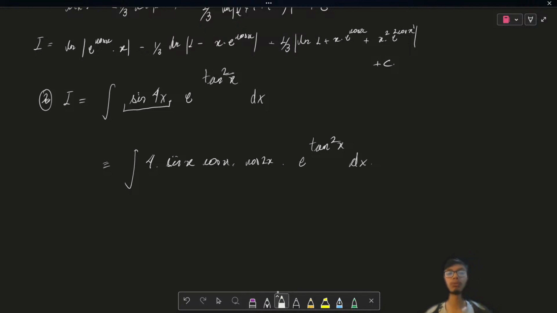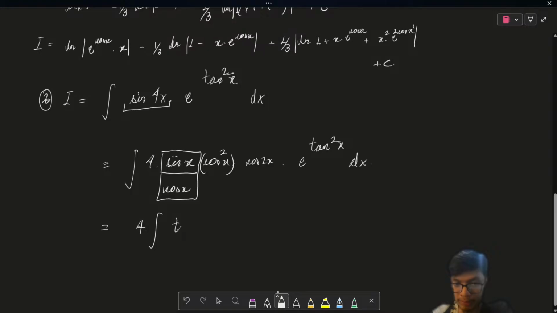Now the question becomes more interesting. If I divide this by cos x and then multiply with cos x, this becomes cos square x, right? And the advantage of doing this is that I can make this as tan x, which I needed. So therefore this will become 4 times tan of x over here, and this will become cos square x, right?